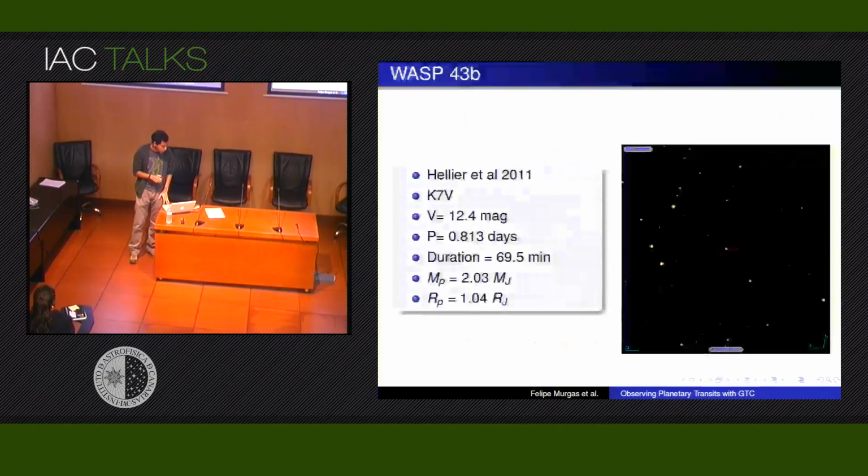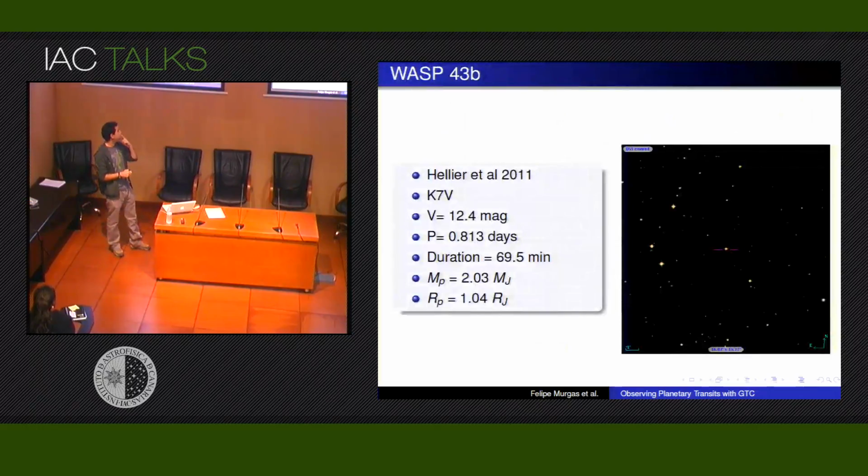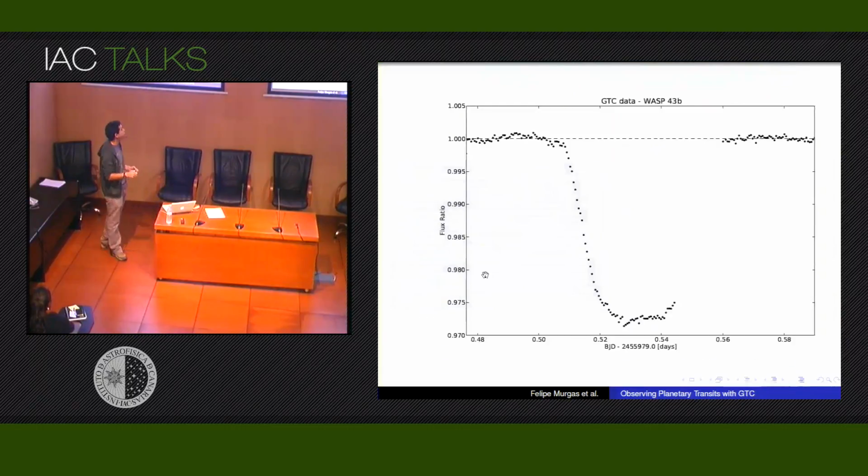So our first case of study was WASP-43. This is a hot Jupiter. You can see that it has a really short period of less than 1 day, and it's a Jupiter class planet. Just to show you the precision that we can get, this is one of our data sets. It's incomplete because we have problems with the instrument here in the egress. But this is a good example to show the precisions that we can get using GTC.